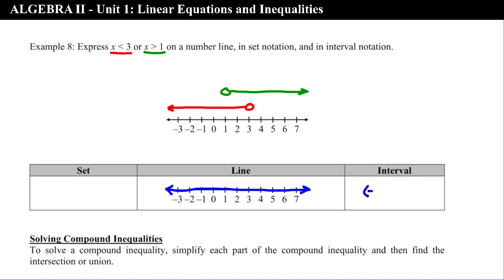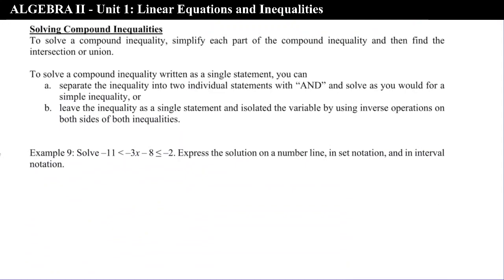So in interval notation, we have negative infinity to infinity. And in set notation, you can put in your curly braces the fancy R, which indicates all real numbers. And this is how we notate all solutions. Everything is a solution. That is a real number, that is. Okay, so that is how we go about expressing answers for compound inequalities.